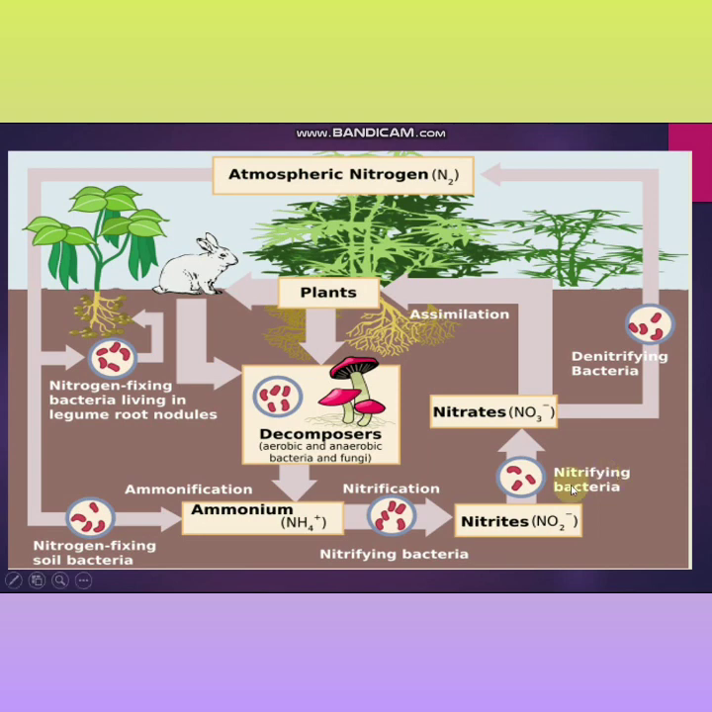Now this is another form of the nitrogen cycle. We have just represented here the nitrogen cycle with the help of a pictorial diagram. This is the same as the previous cycle. Just see, dear students, this is the atmospheric nitrogen. The amount of nitrogen remains constant throughout the cycle.